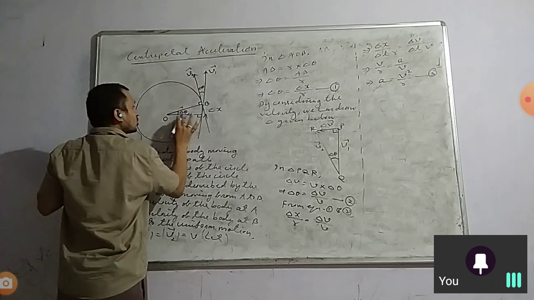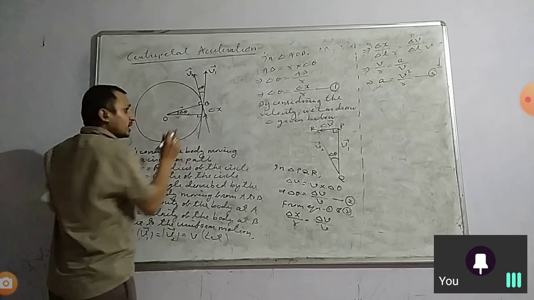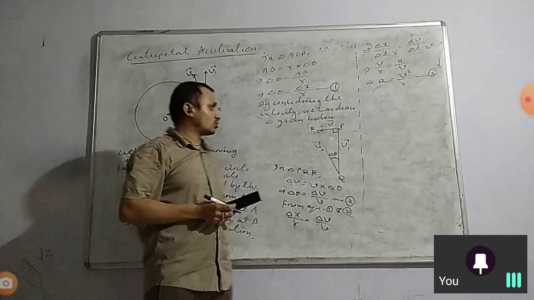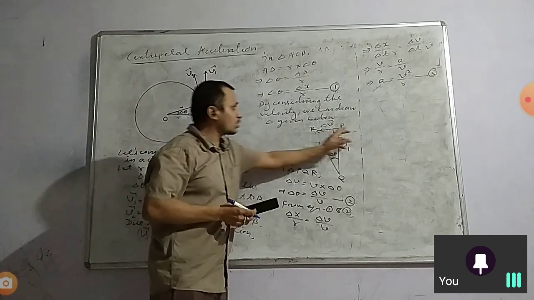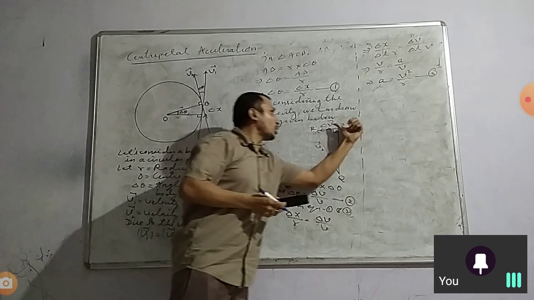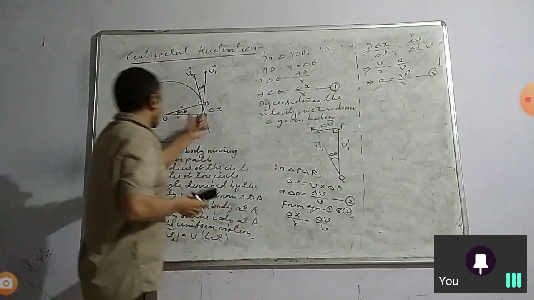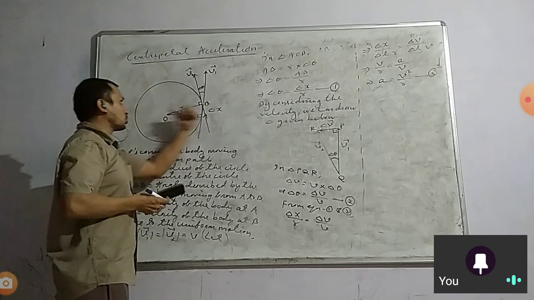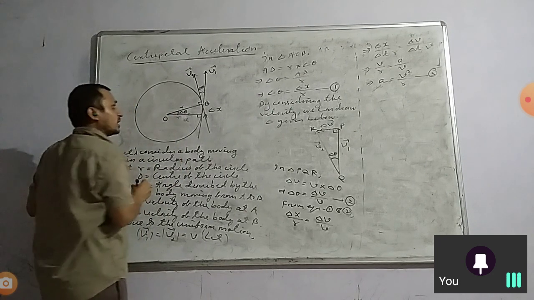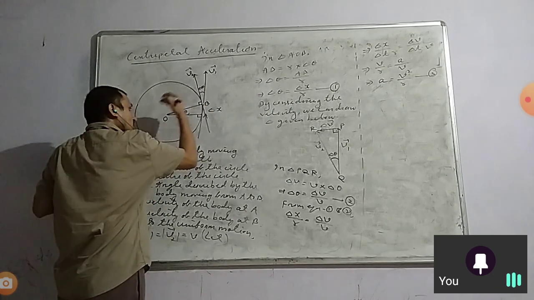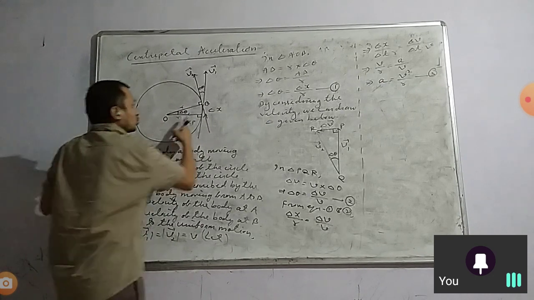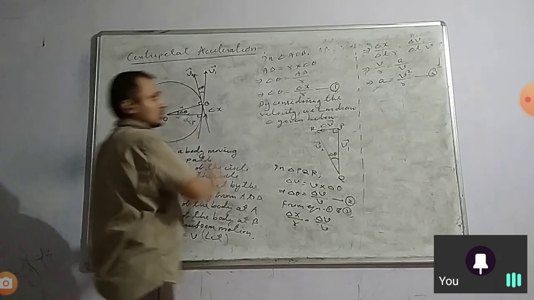And if this is the direction of delta V, then we know that the direction of change in velocity gives the direction of acceleration. That is why, if delta V is directed towards this, the acceleration will also be directed towards this. Here delta V is towards the center, so the acceleration is also directed towards the center. And the acceleration directed towards the center is called centripetal acceleration.